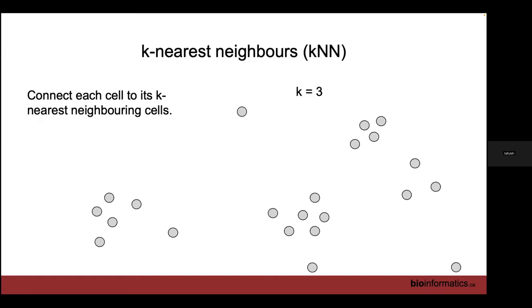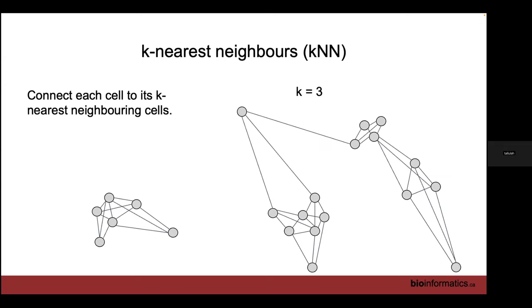If we do a k-nearest neighbor network with k equals 3, we're just going to connect each cell here to its 3 closest neighbors. So if I go to that cell down there, those are its 3 closest neighbors. That cell over there, 3 closest neighbors. If I do that to all of the cells, I get a graph that looks like this. This doesn't look too bad, but we have some problems here.